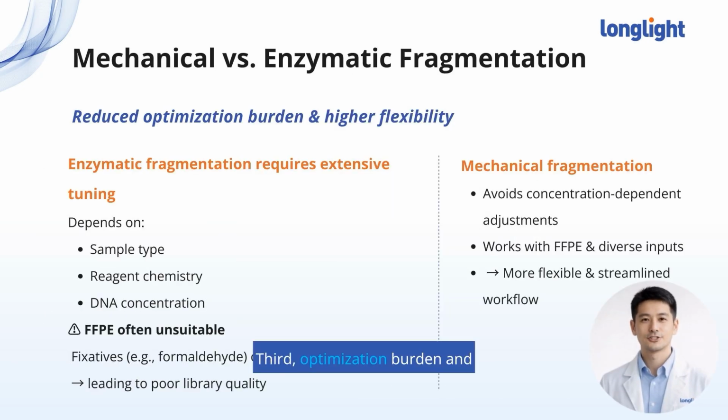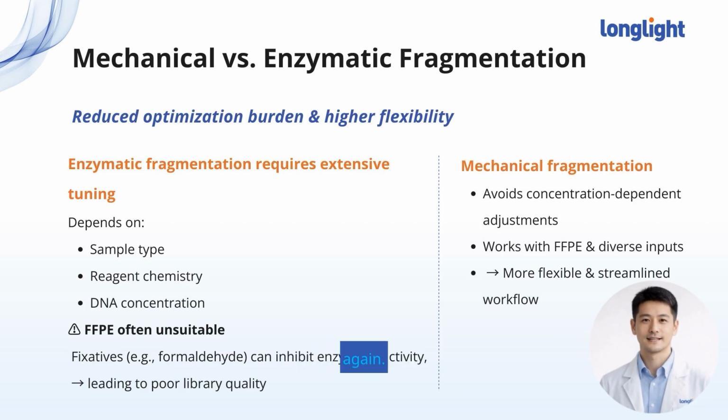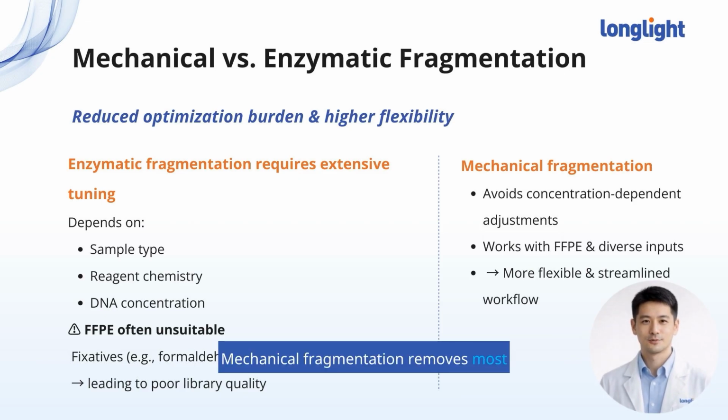Third, optimization burden and flexibility. Consistency always has a cost. With enzymatic kits, the cost is constant re-optimization. Change DNA concentration, switch to another kit lot, or introduce FFPE blocks, and the whole method has to be tuned again. Mechanical fragmentation removes most of that burden.